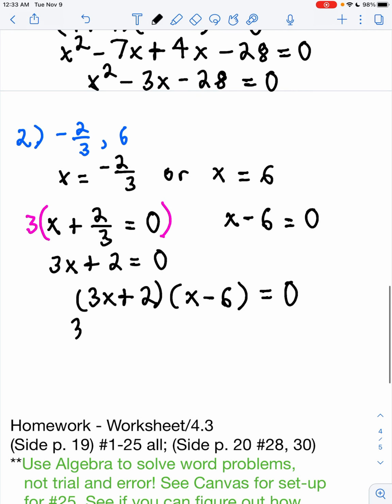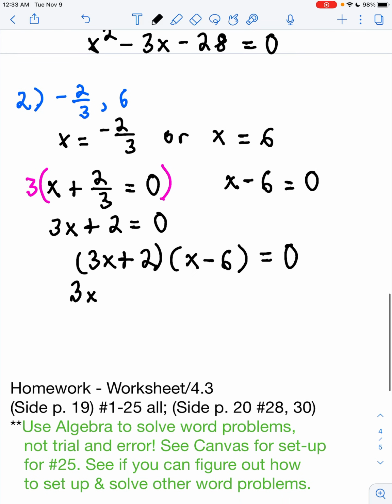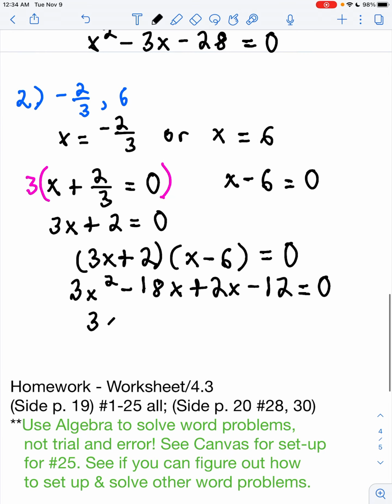So now I can see I get 3x squared minus 18x plus 2x minus 12 equals 0. And if I combine like terms, I have 3x squared minus 16x minus 12 equals 0. And now I have my quadratic equation.